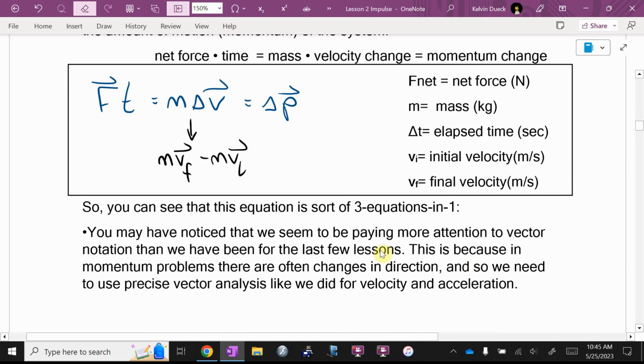You also might notice I'm paying more attention to vector notation than I have been the last couple lessons, especially in forces. We just decided which way was positive, who's winning, who's losing. We did our vector math kind of casually. It's because in momentum questions, you're often dealing with collisions. After the collision, if they bounce apart, there are changes in direction, and so you'll have to pay meticulous attention, letting one way be positive and one way be negative. Okay?